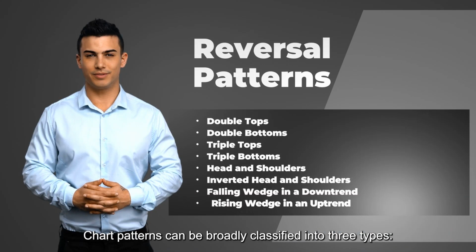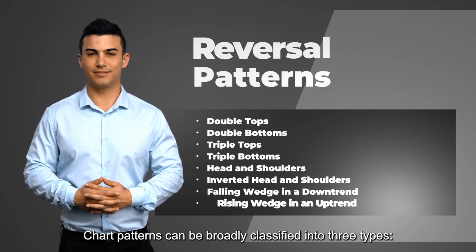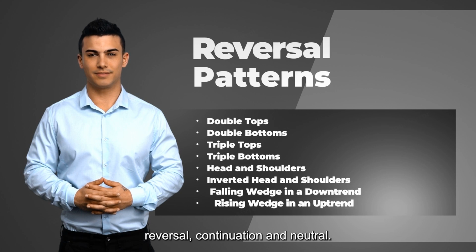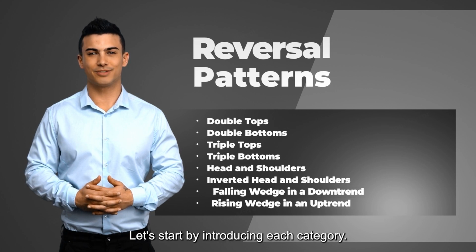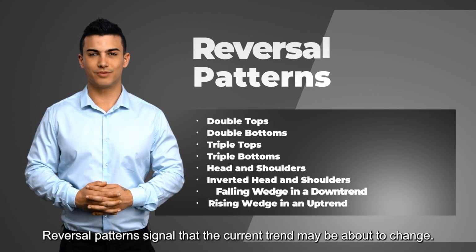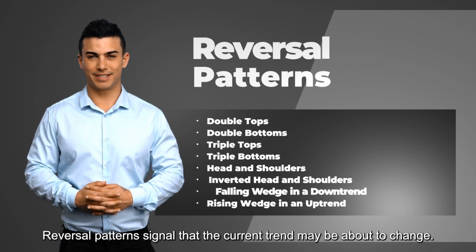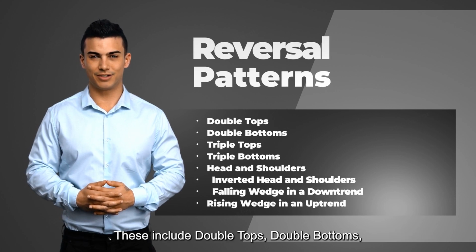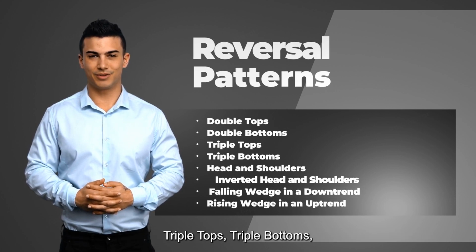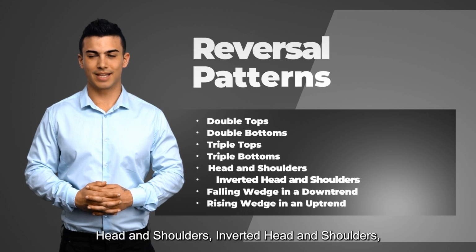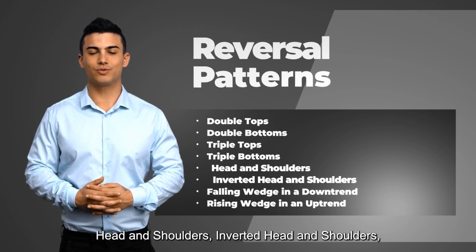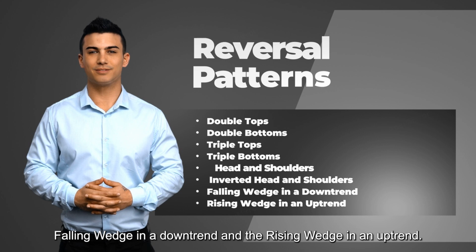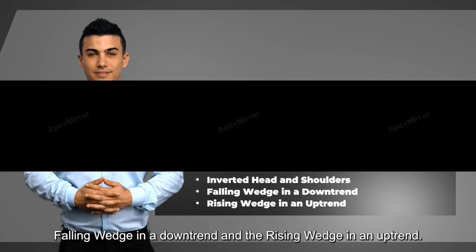Chart patterns can be broadly classified into three types: reversal, continuation, and neutral. Let's start by introducing each category. Reversal patterns signal that the current trend may be about to change. These include double tops, double bottoms, triple tops, triple bottoms, head and shoulders, inverted head and shoulders, falling wedge in a downtrend, and the rising wedge in an uptrend.